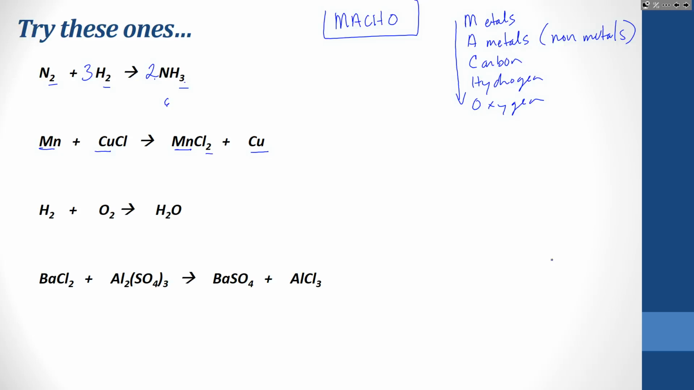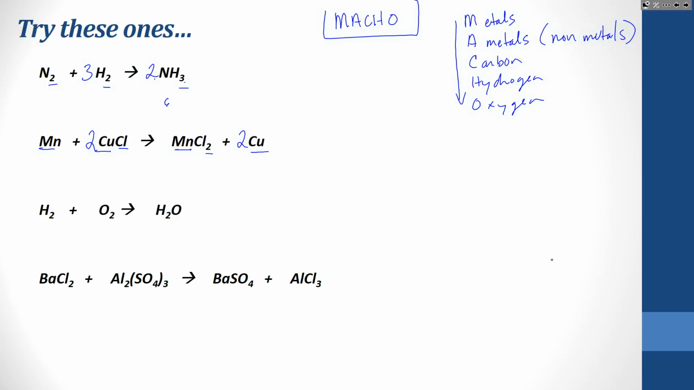Well, I have 2 here, but only 1 here. So I have to change that. I have to put a 2 in front. By doing that, I've actually changed my copper, so I'm going to go back and fix my metals. And if we leave it like that, we are now balanced.